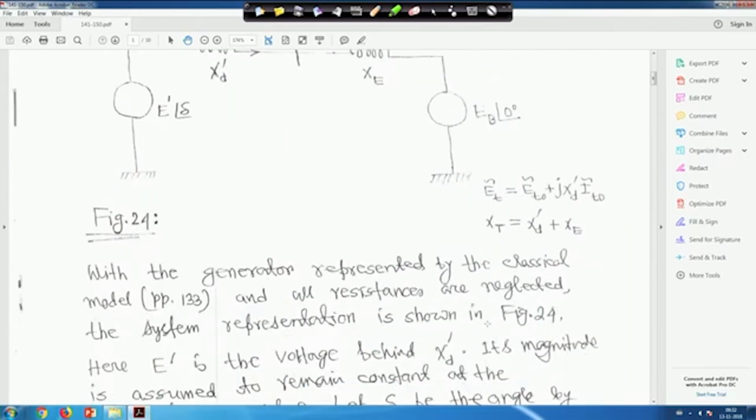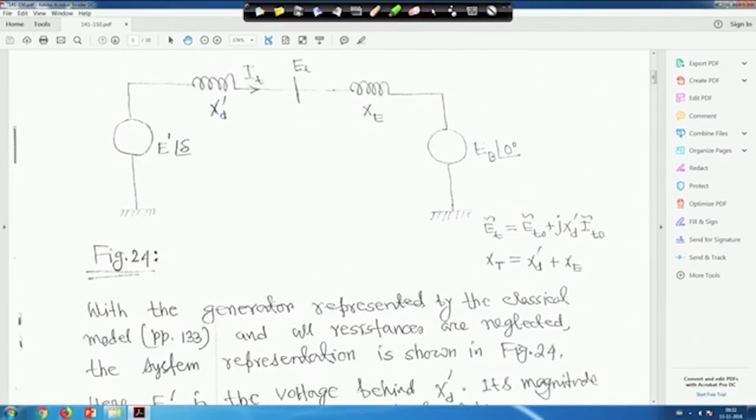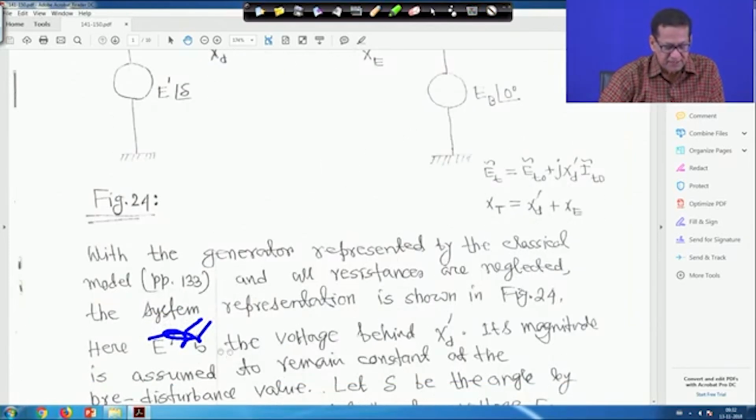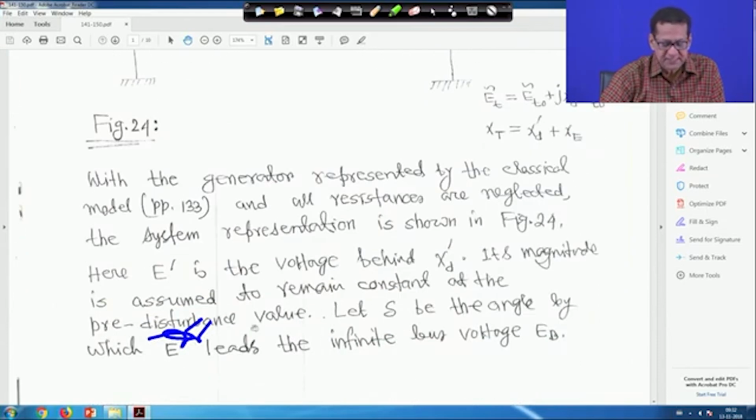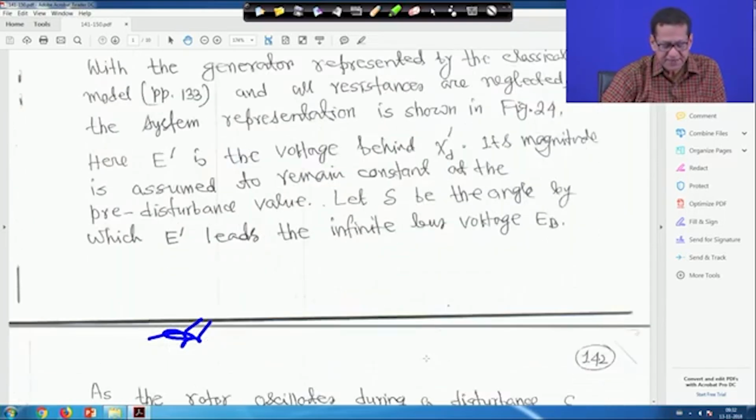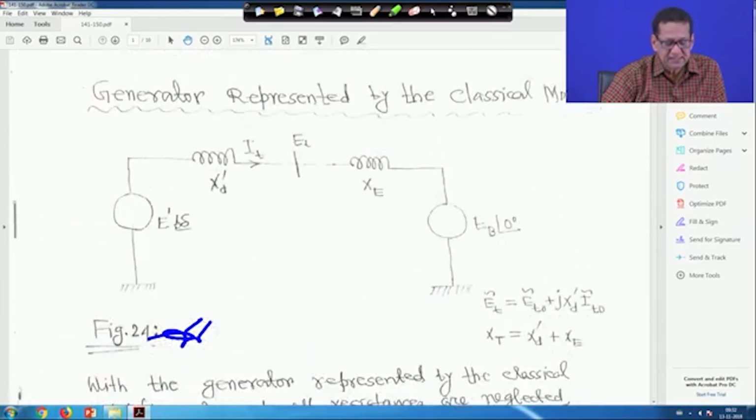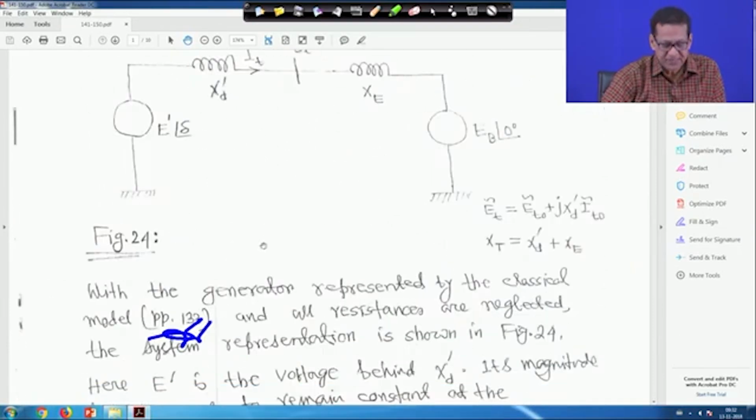Therefore, with the generator represented by the classical model and all resistances neglected, the system representation is shown in figure 24, where E dash is the voltage behind x d dash, and its magnitude is assumed to remain constant at the pre-disturbance value. Let delta be the angle by which it leads the infinite bus voltage E b. That means E dash tilde is leading this infinite bus voltage by an angle delta.